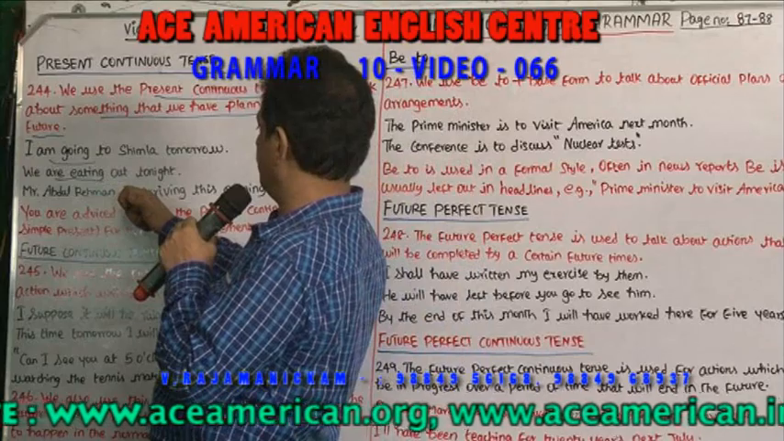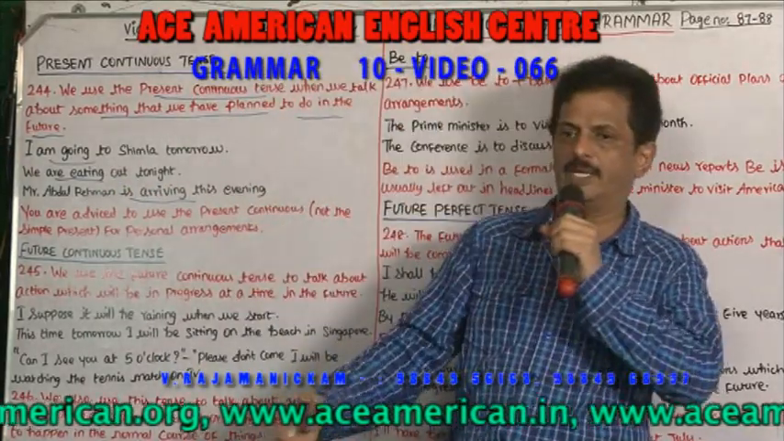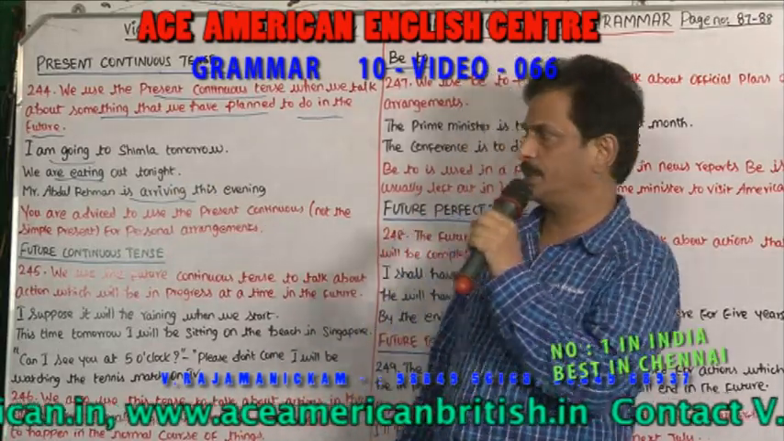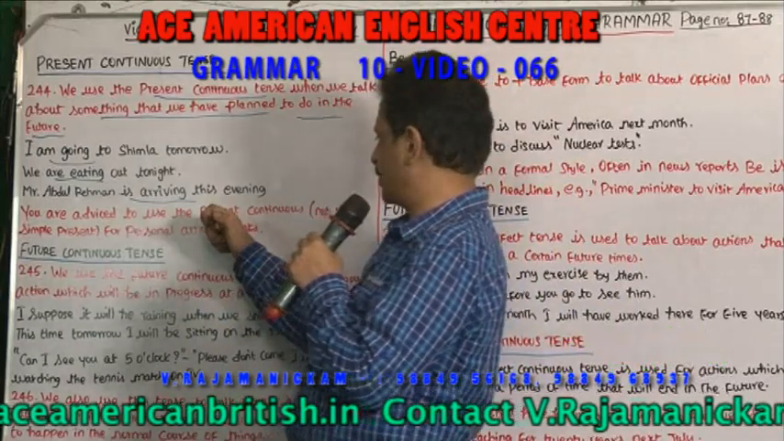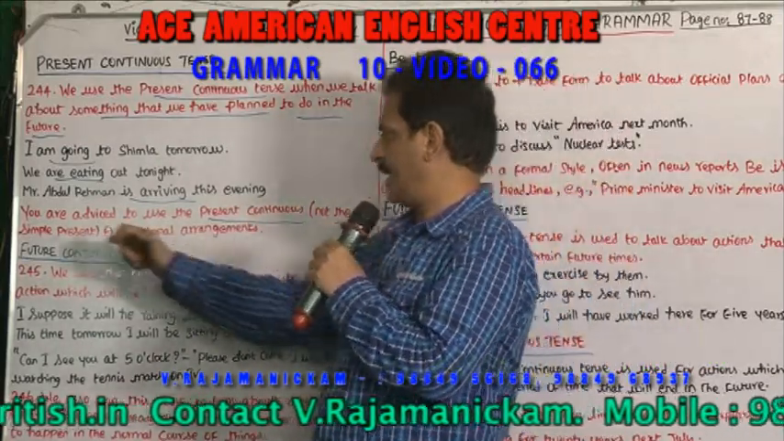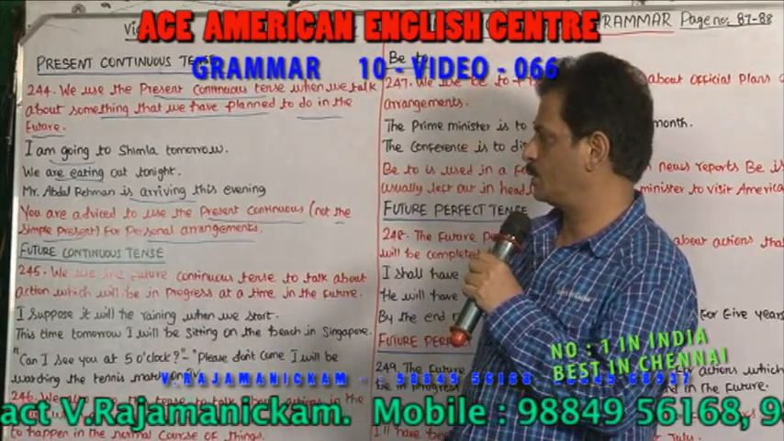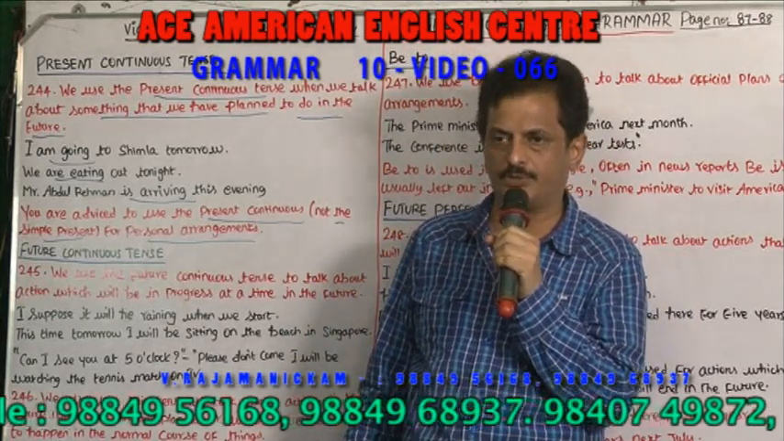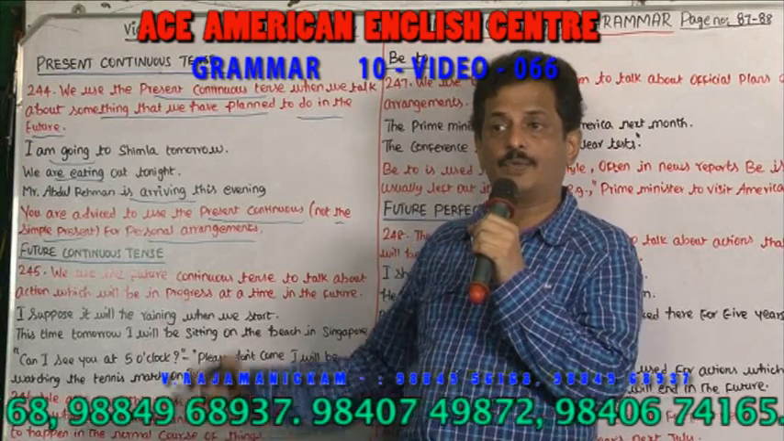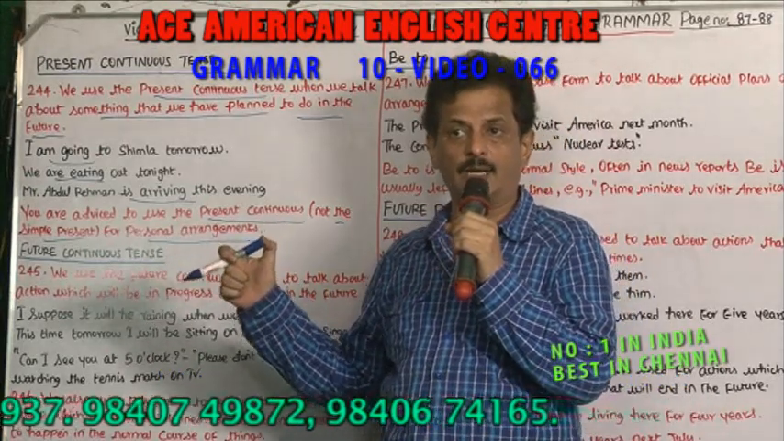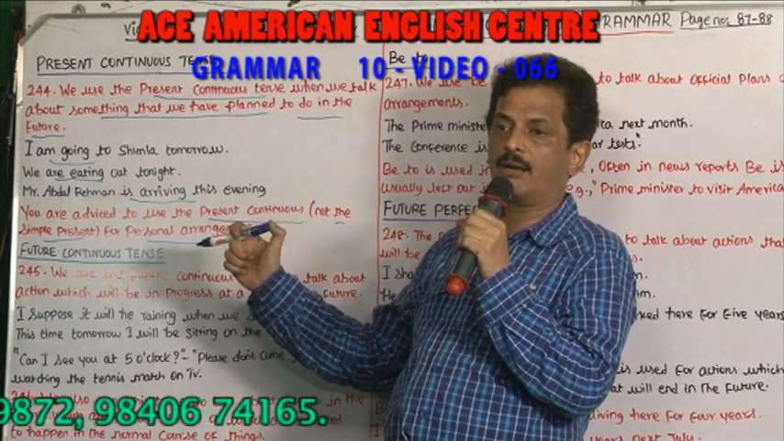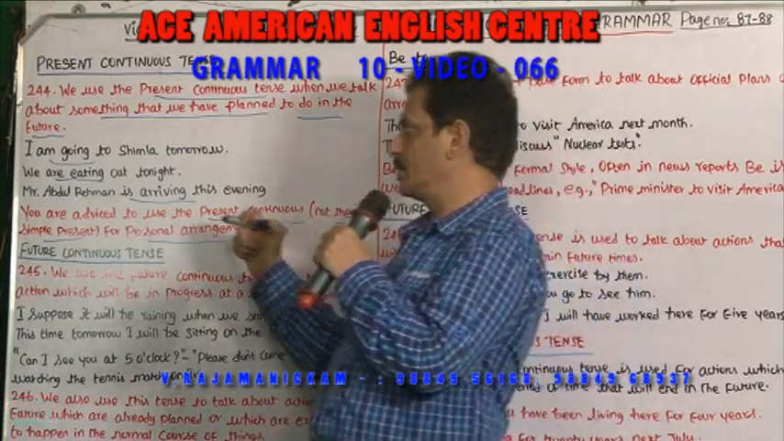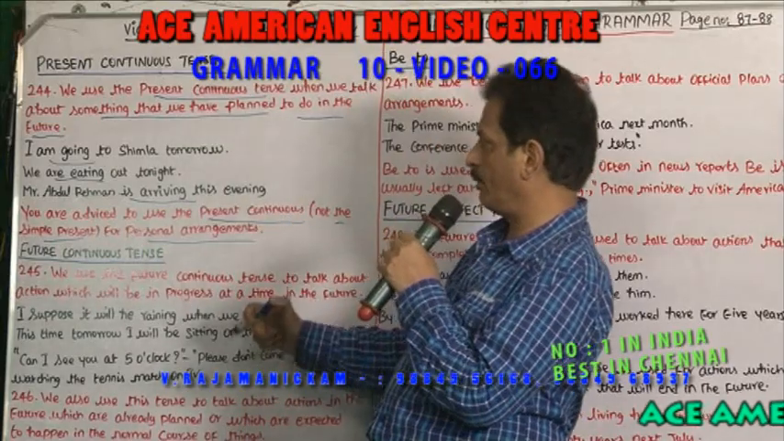See, Mr. Abdul Rahman is arriving this evening. So it is future, but with "is arriving" you are using the present continuous to mention the future. You are advised to use the present continuous, not the simple present, for personal arrangements. What do you mean by personal arrangements? You have arranged to go to a movie tonight. You have programmed to go for a movie tonight. There you shouldn't use "I go" or "I will go." You use "I am going" or "we are leaving." For a personal program which is arranged in the future, you use present continuous: I am going, are waiting, is arriving.